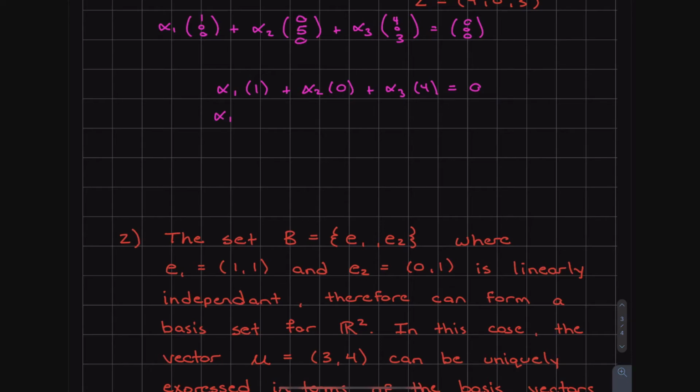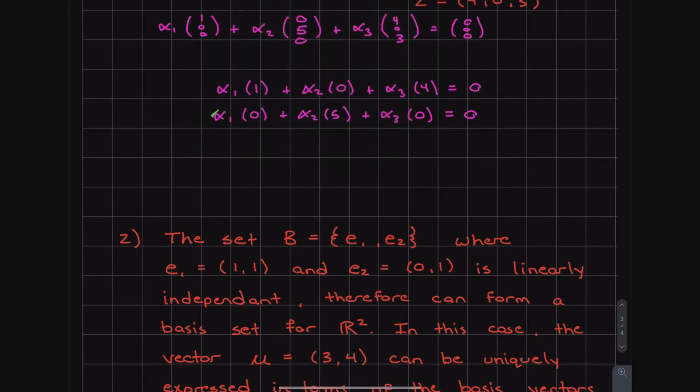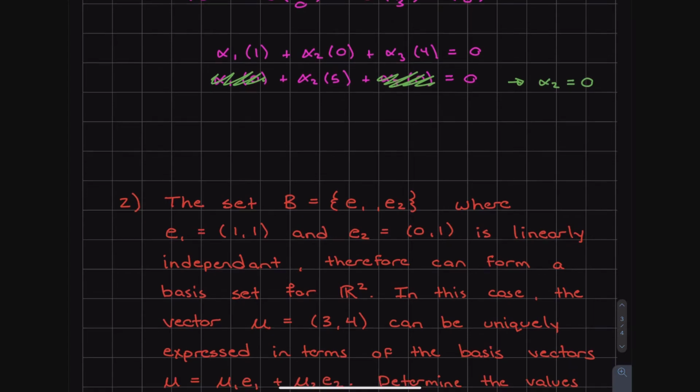Equation 2, we got alpha 1 times 0 plus alpha 2 times 5 plus alpha 3 times 0. And if we look at this one, we have two cases where the alphas are times 0. So alpha 1 times 0 is nothing. Alpha 3 times 0 is nothing. So we're left with 5 alpha 2 equals 0. So from here, we can see really quick that alpha 2 is equal to 0.